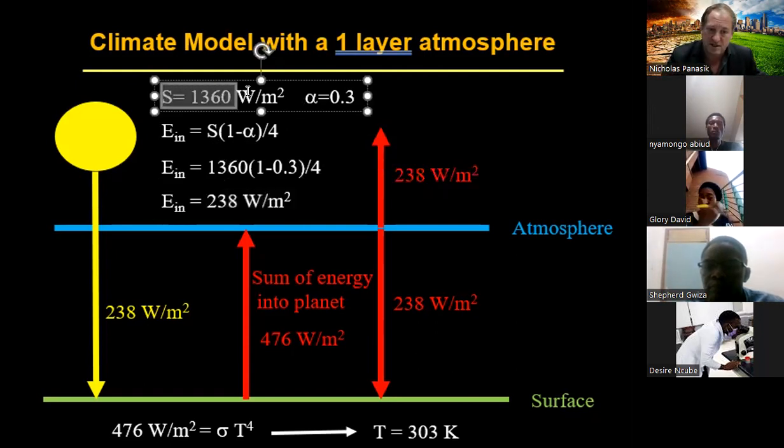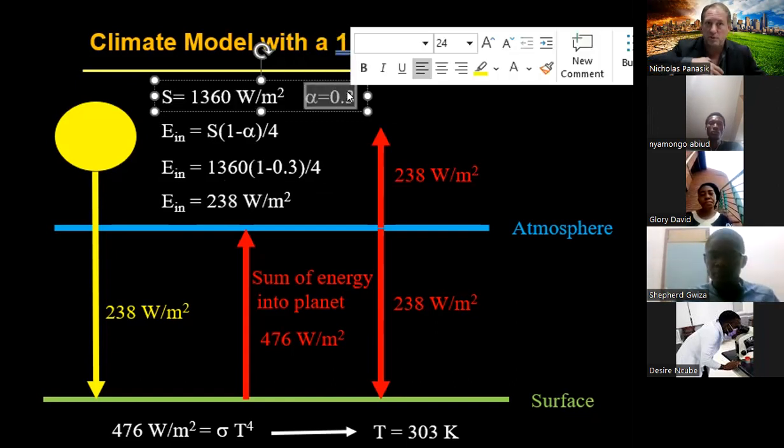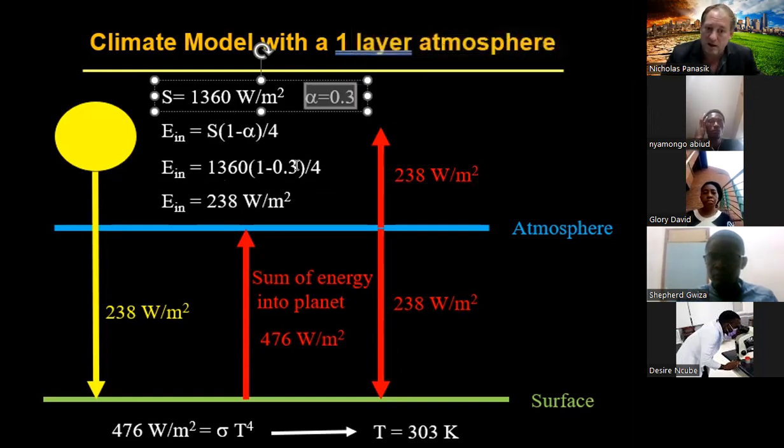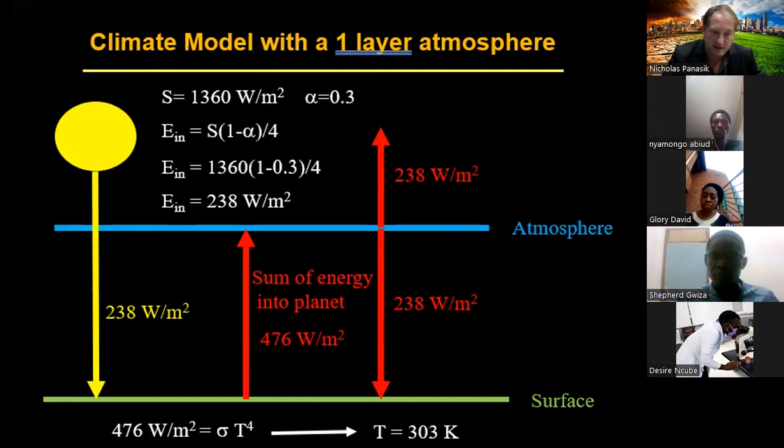That gives us our solar constant. Our albedo is how much gets reflected back into space. So 1 minus the albedo is the fraction that actually hits our planet. And when you calculate that energy in, divided by 4, that's 238. So that's where we get that number 238 coming from. Okay.